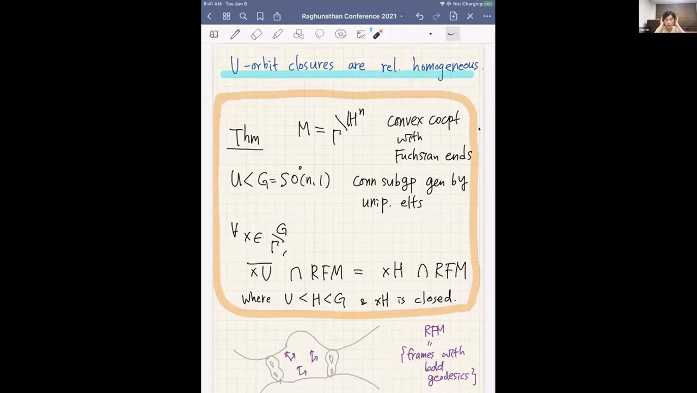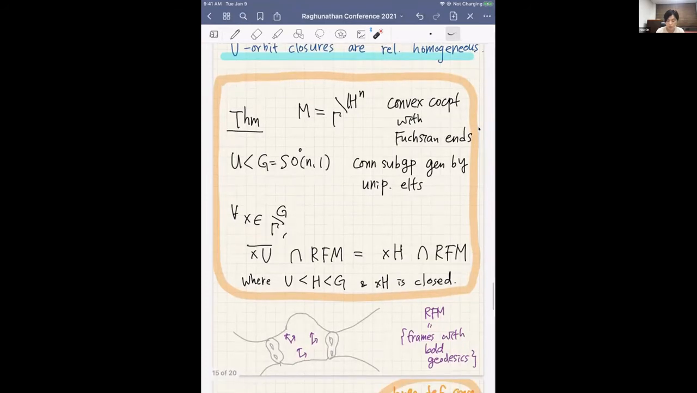Okay, so now let me explain this terminology. Remember, I start with a manifold which is a convex cocompact hyperbolic manifold with Fuchsian end. This means that gamma is a discrete subgroup of SO(n,1) which has infinite covolume, whose associated hyperbolic manifold has this property, the Fuchsian end. And now let U be a connected unipotent subgroup of G, SO(n,1). In fact, it does not have to be unipotent. It can be any connected subgroup generated by unipotent elements. Okay? So it's the same generality as in Raghunathan's conjecture. For instance, it can be SO(2,1).